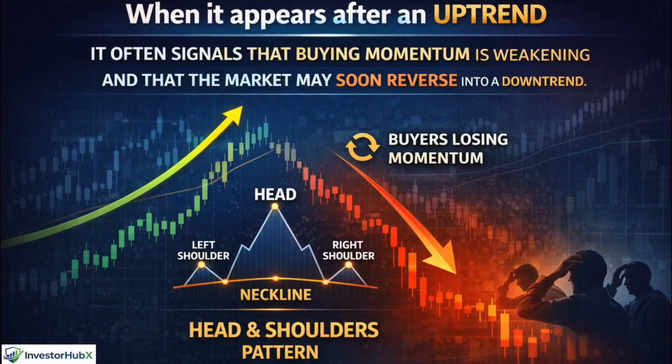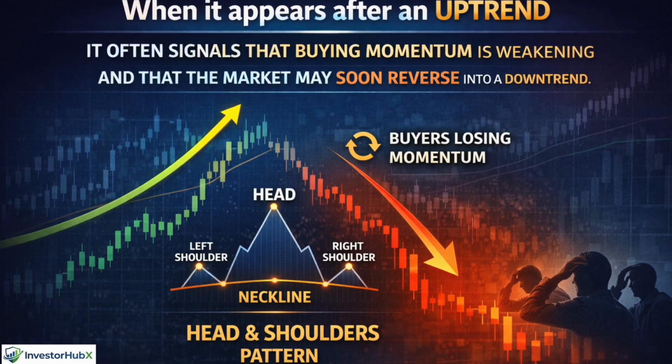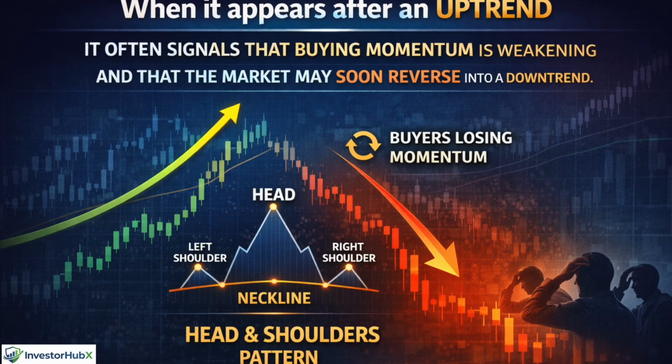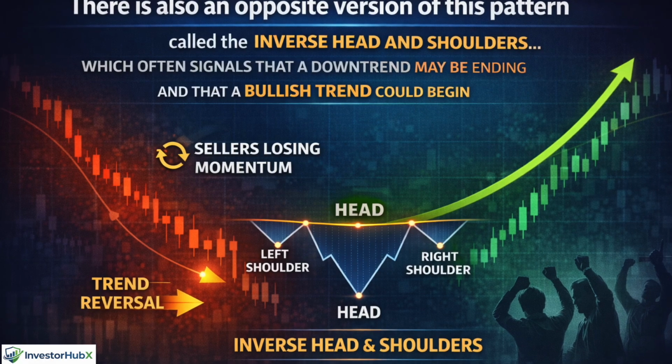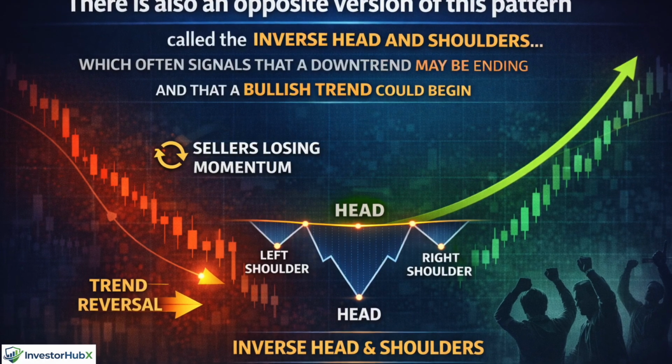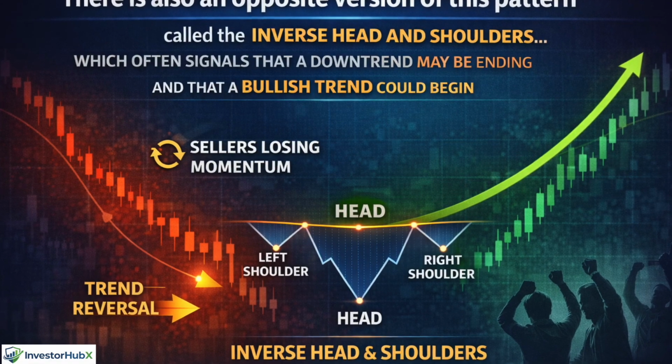When it appears after an uptrend, it often signals that buying momentum is weakening and that the market may soon reverse into a downtrend. There is also an opposite version of this pattern called the inverse head and shoulders, which often signals that a downtrend may be ending and that a bullish trend could begin.